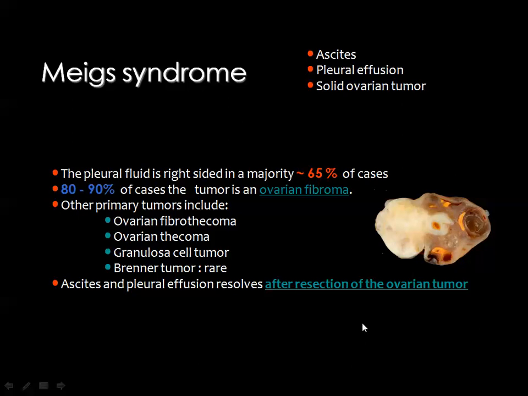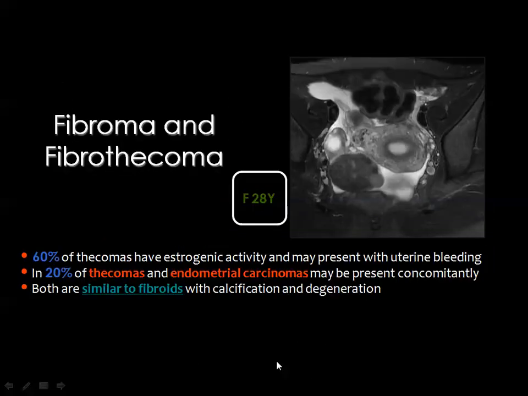And it is well known that ascites and the pleural effusion will resolve after resection of this ovarian mass. 80 to 90% of the masses are of the ovarian fibroma type, but other relatively rare lesions can occur. The pleural fluid is usually on the right side in the majority of cases, and being of fibrous tissue component, it will appear of dark signal on MRI images in T1 and T2 weighted images.